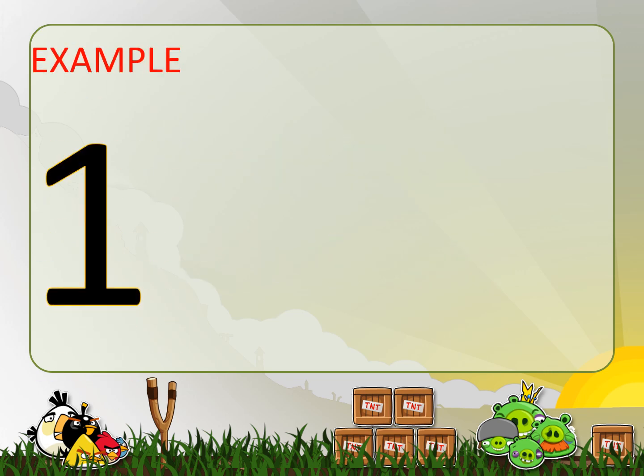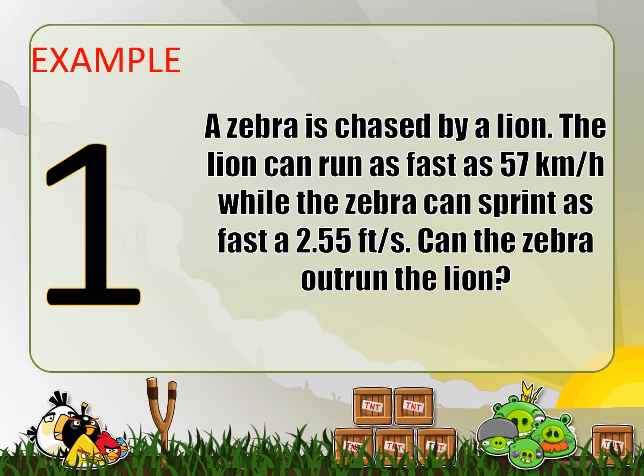Example number 1. A zebra is chased by a lion. The lion can run as fast as 57 kilometers per hour, while the zebra can sprint as fast as 2.55 feet per second. Can the zebra outrun the lion?